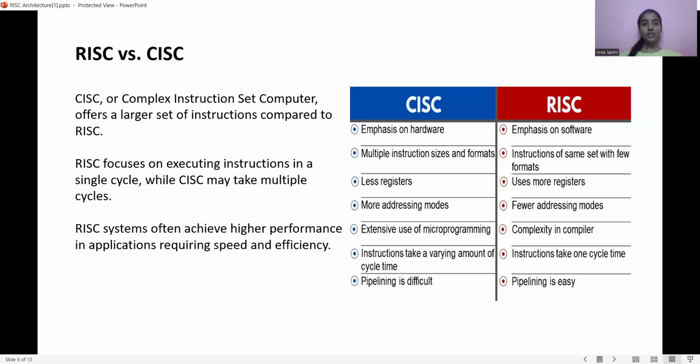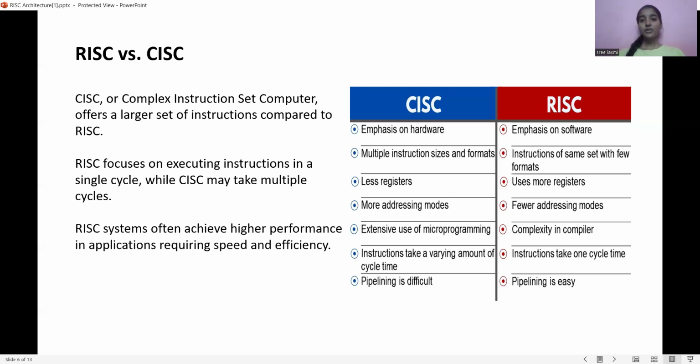Here are the differences between RISC and CISC. CISC stands for Complex Instruction Set Computer, which offers a large number of instructions compared to RISC. RISC focuses on executing instructions in a single cycle, while CISC may take multiple cycles. RISC systems often achieve higher performance in applications requiring speed and efficiency.